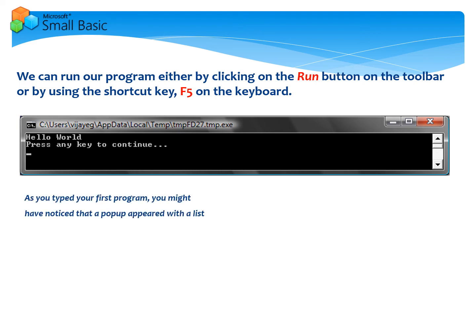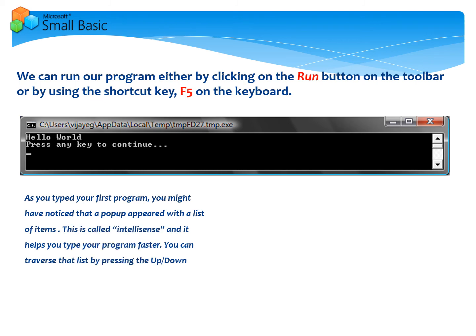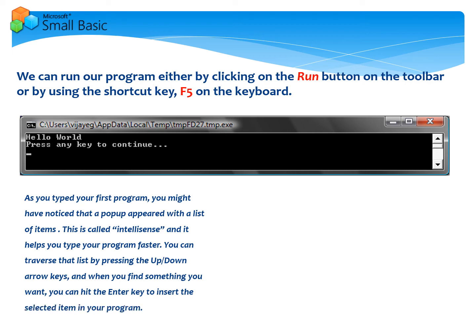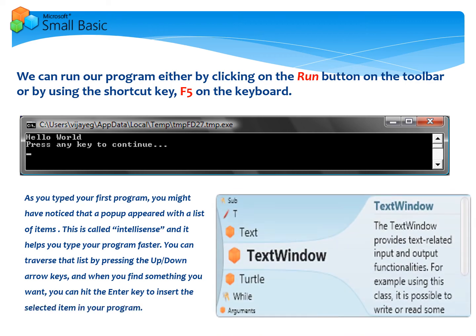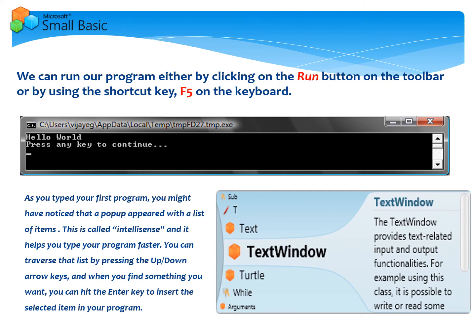Then we have something called IntelliSense. When you type, for example, text window, it automatically pops up. If you just type text, you can see what the text window is. You can also see the help on the other side, which indicates what the text window is useful for.